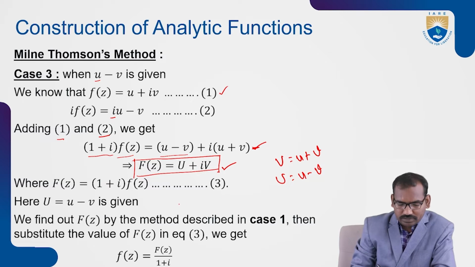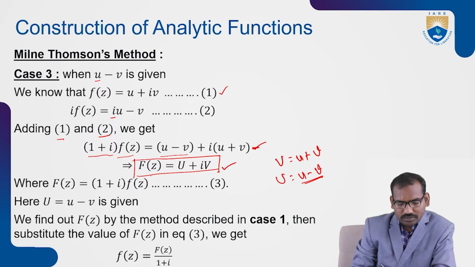So in this case, what is given? u minus v is given. That means for capital F of z, its real part, capital U, is given. Now it is easy for us to construct capital F of z with the help of capital U by using the Milne-Thomson method. To apply the Milne-Thomson method, the function capital F of z must be analytic.